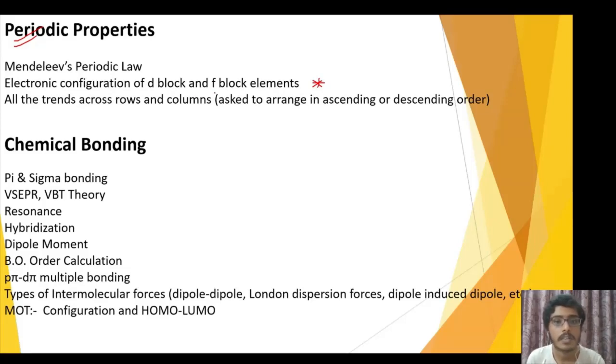They will give questions like asking you for the number of electrons: they will mention a d block or f block element and ask for the number of electrons in its d orbital. Also they can ask for the quantum numbers of the last electron of a certain f block element. So you must have an idea of the pattern of electronic configuration of these d and f block elements. So this is an important one.